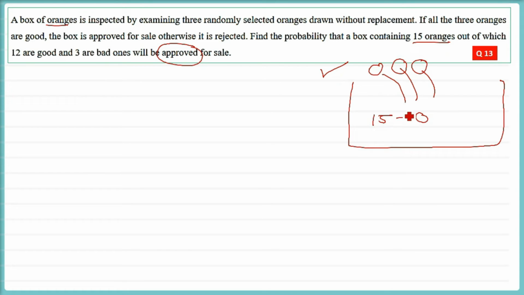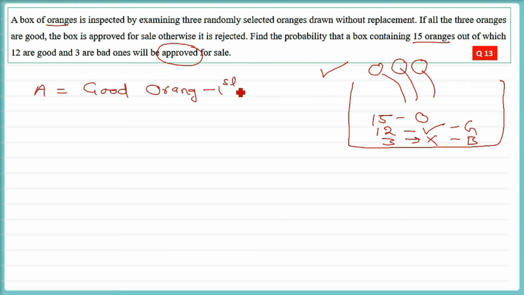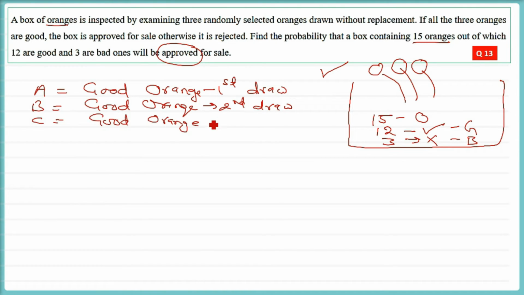So in all there are 15 oranges. So total number of cases for us is 15 in the beginning, and 12 are the good ones. So 12 are the favorable cases in the beginning. So 12 are good and 3 are bad. Now let's make the events. There have to be 3 events because 3 oranges are being picked one by one. So A: a good orange comes out in the first draw. Then B: in the second draw, since the first was not replaced, a good orange turns out in the second draw. And the third one is C: again, a good orange comes in the third draw.